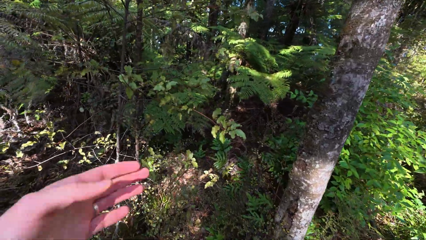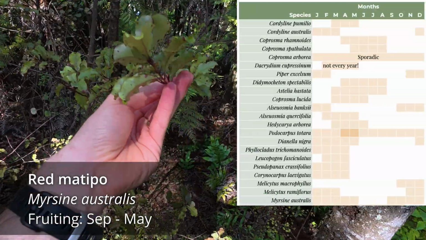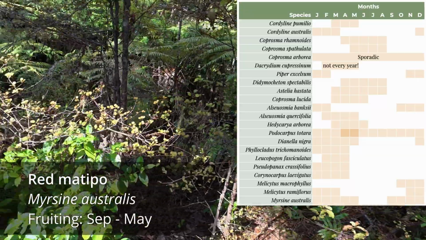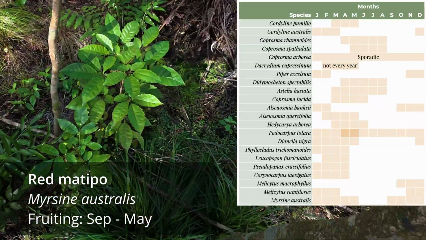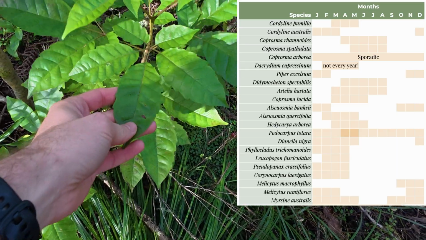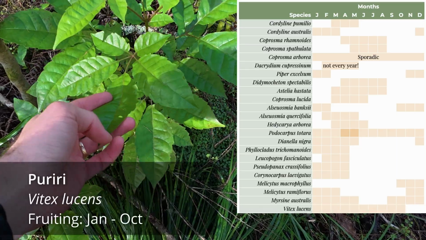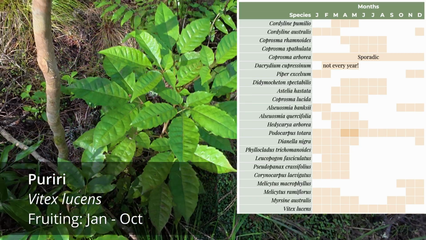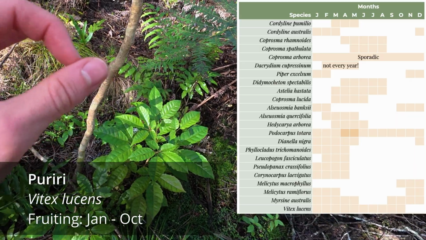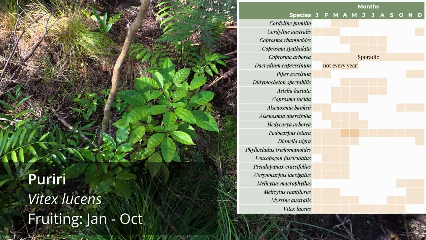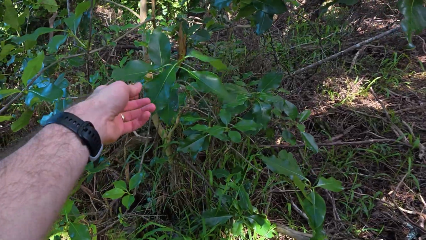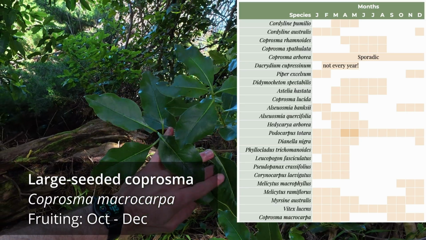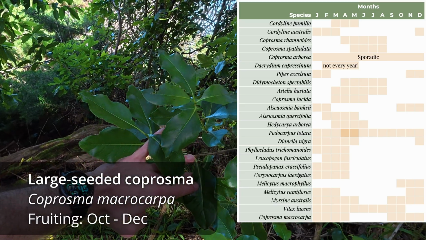Here's another one, the red matipo. This one produces little black berries. Again, another one to add to our list to hopefully fill out that calendar of fruiting. Alright, and another species perfect for our native birds is the puriri tree. It produces a reasonably large, round, pink berry, and again, slightly larger fruit. Might only be suitable for some of our species, but not all of them. Okay, we've got another species yet again, Coprosma macrocarpa, adding to that Coprosma list of co-occurring species.